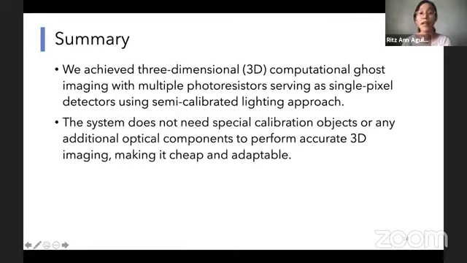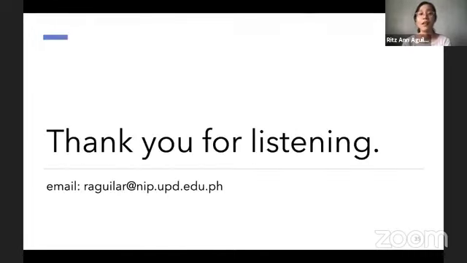So finally, to summarize, we achieved 3D computational ghost imaging with multiple photoresistors serving as single pixel detectors, using a semi-calibrated lighting approach plus an apodization technique. The system does not need special calibration objects or additional optical components to perform accurate 3D imaging, making it cheap and adaptable. And of course, it can also be used for applications outside the visible spectrum. So that's all for my talk. Thank you for listening.